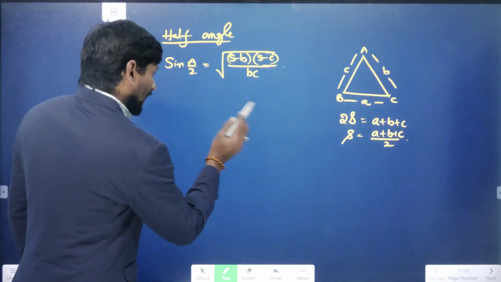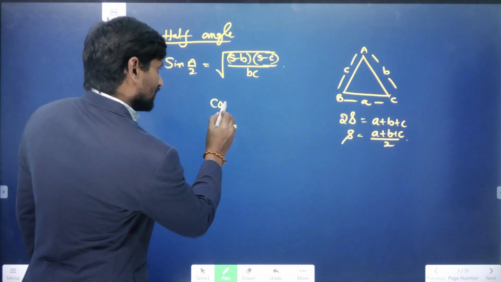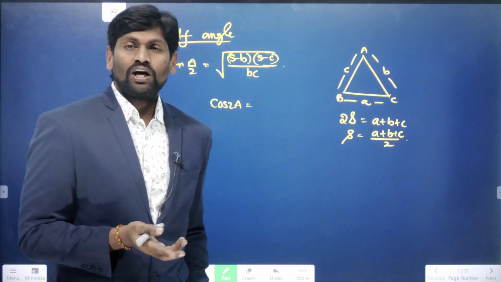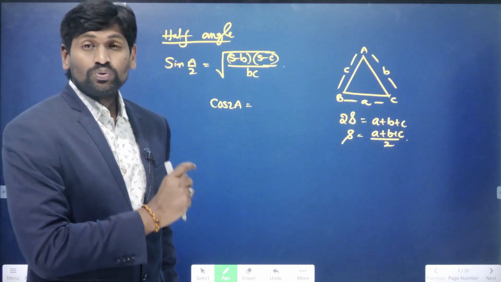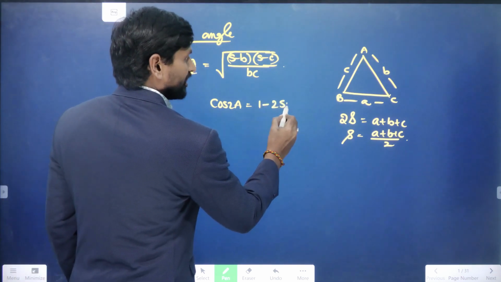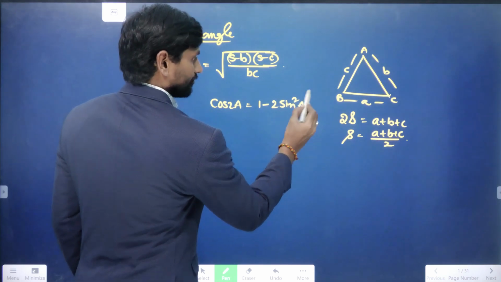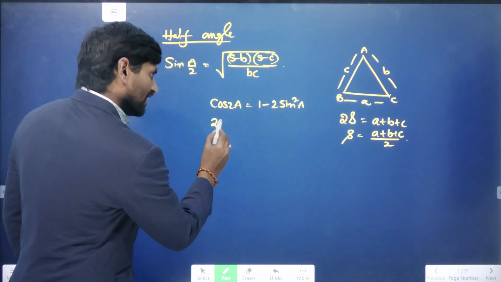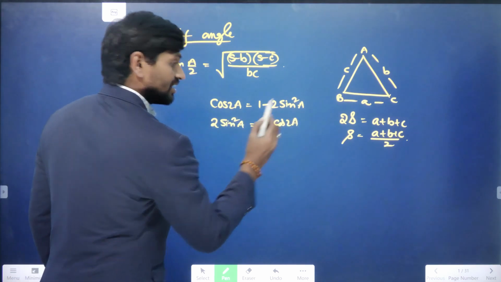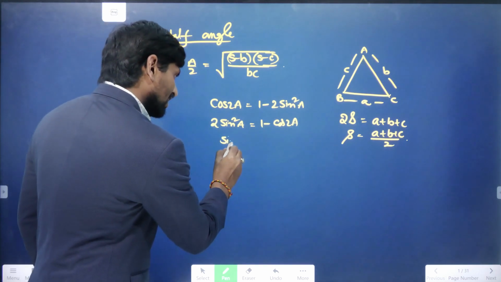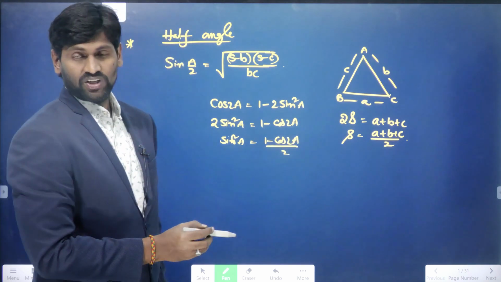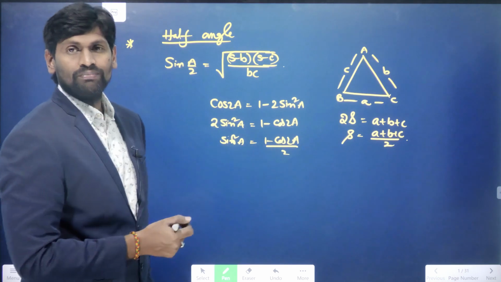For example, I am using the cos 2A formula. What is the cos 2A multiple angle formula? Cos square A minus sin square A, or 1 minus 2 sin square A, or 2 cos square A minus 1. Among these, I am using 1 minus 2 sin square A. So I can write 2 sin square A equals 1 minus cos 2A, and sin square A equals (1 minus cos 2A) divided by 2. So sin A is equal to root over (1 minus cos 2A) by 2.